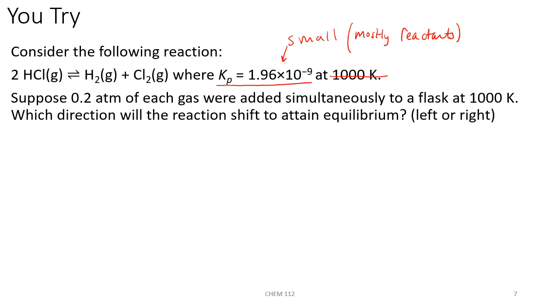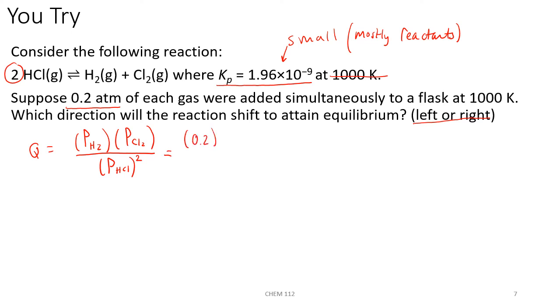Now suppose we have 0.2 atmospheres of each gas and we add them to a flask at 1000 Kelvin. These are non-equilibrium concentrations, so we have to figure out what our reaction quotient is. And then what direction will the equilibrium shift to attain equilibrium, left or right? Will it need to make more reactants or more products? So Q will be equal to, and since we have a K sub P, we're going to use partial pressures. The partial pressure of our products, so partial pressure of H2 times the partial pressure of Cl2 over the partial pressure of our reactants, which we just have one, HCl. But we have to remember to square that because there's a 2 in front of it in the balanced equation. Now substituting in 0.2 atmospheres for everything, we have 0.2 atm times 0.2 atm on the top over 0.2 atm squared in the denominator. When we calculate Q, that ends up coming out to 1.